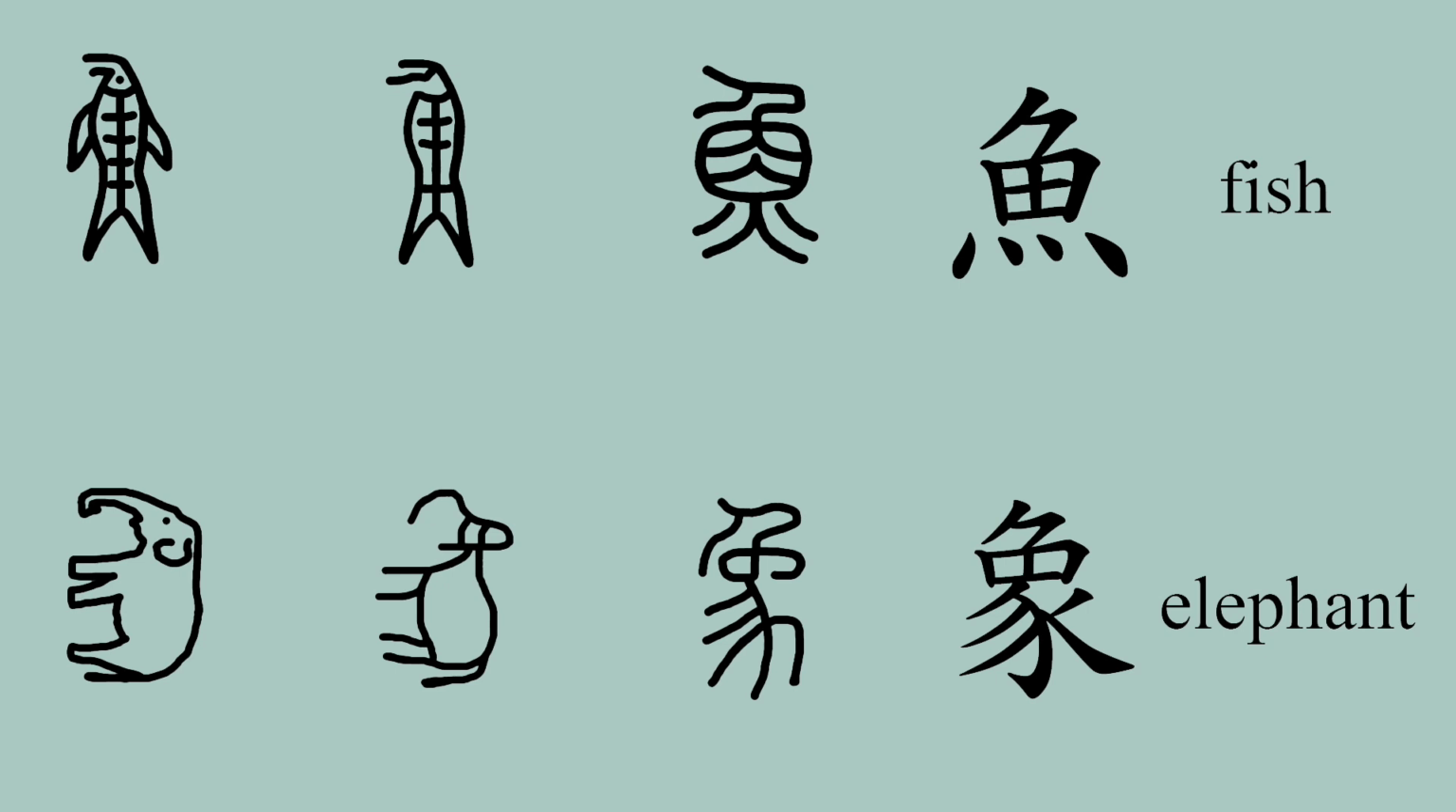When the elephant was drawn, it was tilted vertically and its contours simplified. Then its body changed from an area to just a line. This form produced the final written word for elephant.